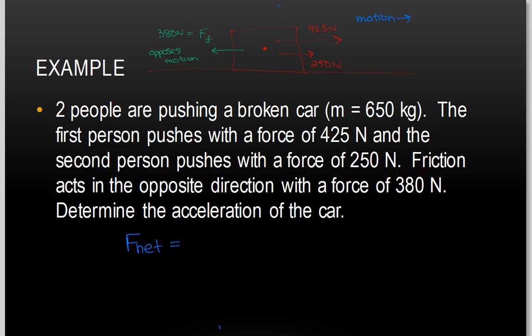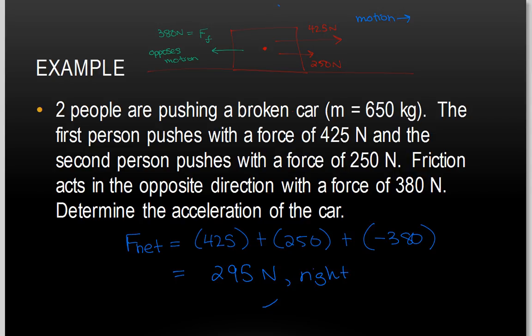So F net is equal to 425 plus 250 plus negative 380. 425 plus 250 minus 380. 295? Positive. So 295 newtons to the right is the net force. If you wanted to find the acceleration of the car, all you would have to do is expand F net to its formula ma. And then all you have to do is divide out the mass on both sides, which is 650 kilograms.